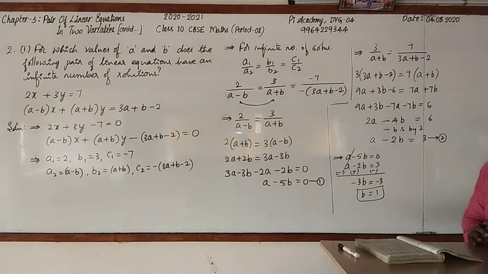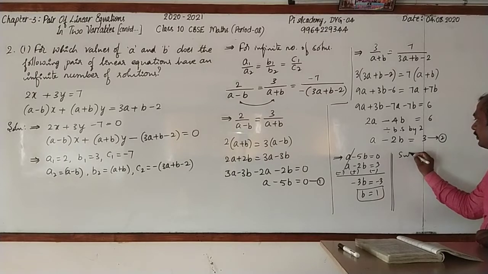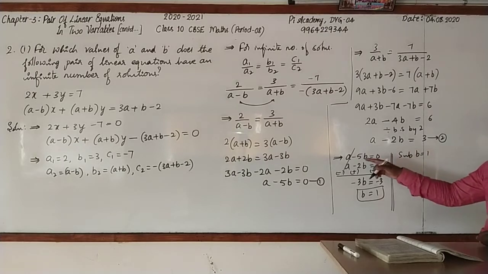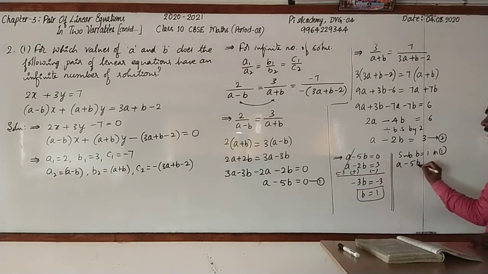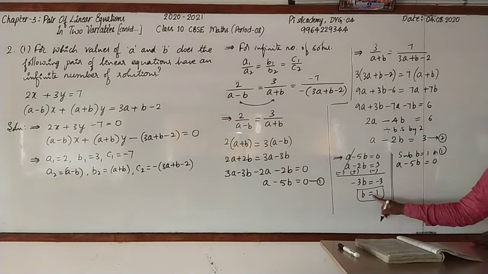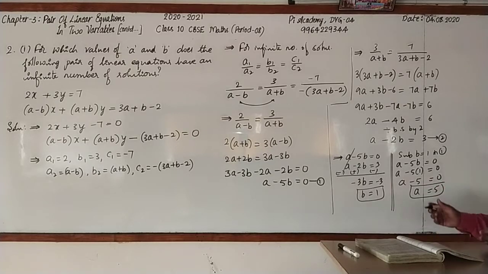Next we have to find out a value. So to find out a value, just go for substituting b equal to 1 either in equation 1 or 2. I'll go for taking first equation. It is a minus 5b, it is equal to 0. What is b? It is 1. a minus 5 into 1 equal to 0. a minus 5 equal to 0. What is a? a is 5. So therefore, the values of a and b are 5 and 1 respectively.